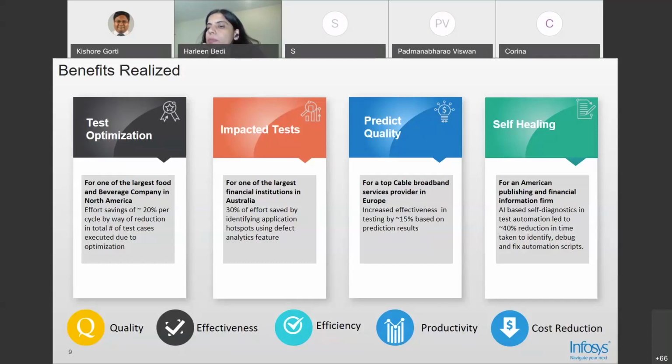And finally, for one of the publishing and financial information firms. The problem statement here was, I think, typical, which many of you will be able to relate to: UI test cases become very flaky from release to release, right?